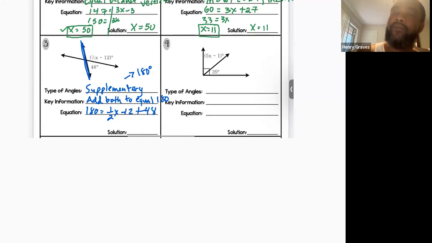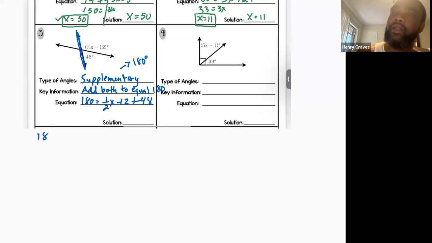180 is equal to 1/2 x. Not plus, that should be a minus 12. Yeah, minus 12. Plus 48. I'm going to take negative 12 plus 48. So the signs are different, I'm going to subtract. 48 minus 12 should be 36. So it's going to be 1/2 x minus 36, right, is equal to 180. I'm going to go ahead and add 36 to both sides.